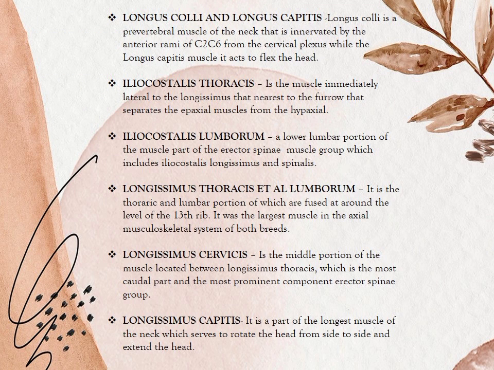Longus colli and longus capitis. Longus colli is the prevertebral muscle of the neck that is innervated by the anterior rami of C2 to C6 from the cervical plexus, while the longus capitis is the muscle that serves to flex the head.